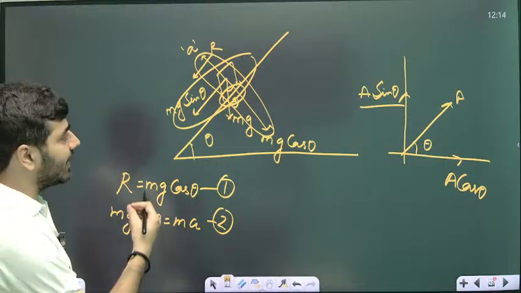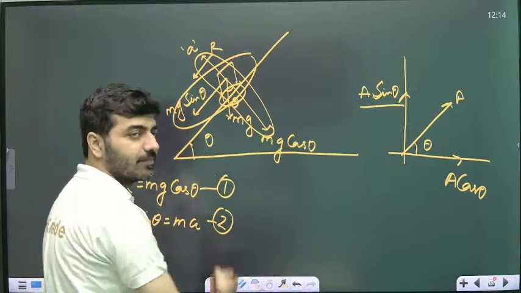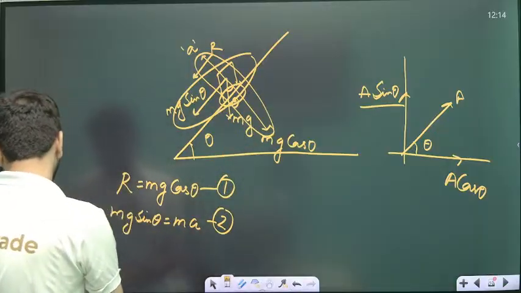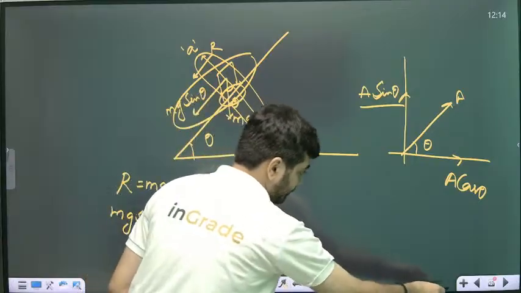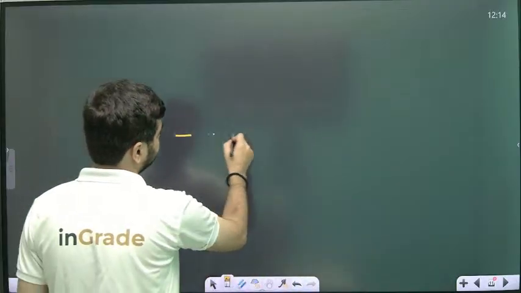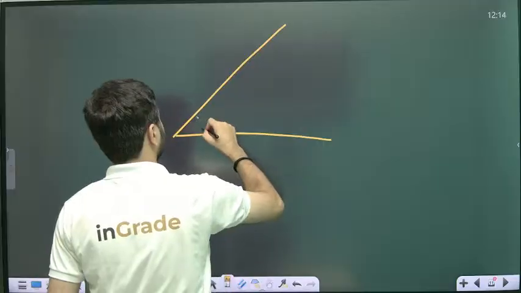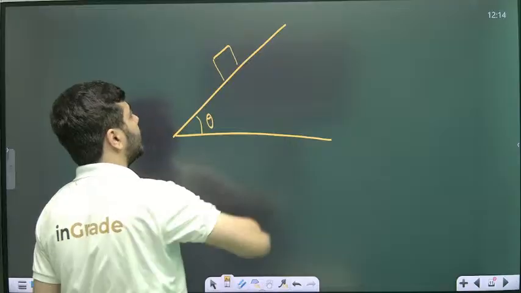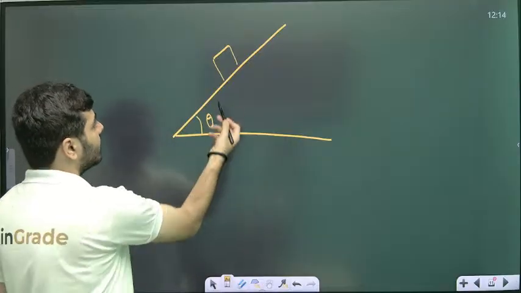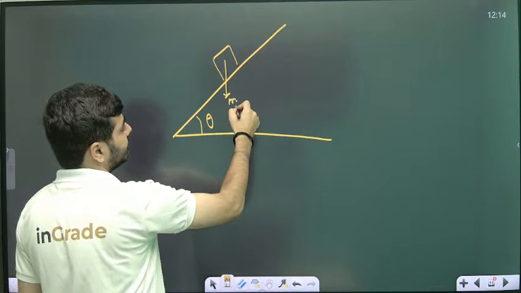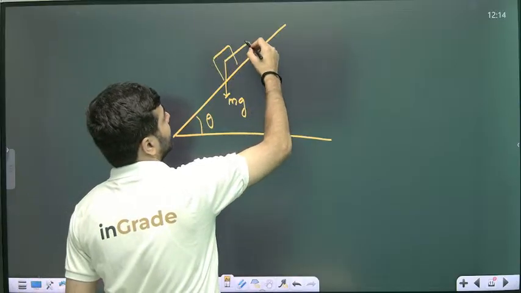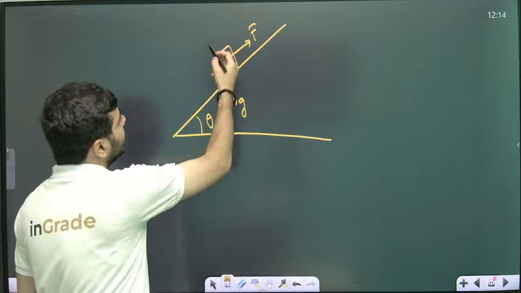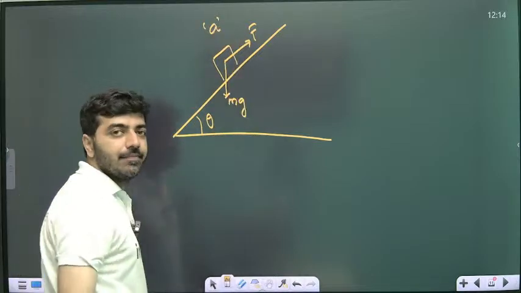What if we are taking any external force applied on that body and the body is moving this time in the upward direction? Then what will be the equation of motion? Let's say this is the angle theta. Let's say our object is like this. Mass of the body is, let's say, m. We are applying an external force, let's say F, in this direction, meaning the body is moving in the upward direction with acceleration a.